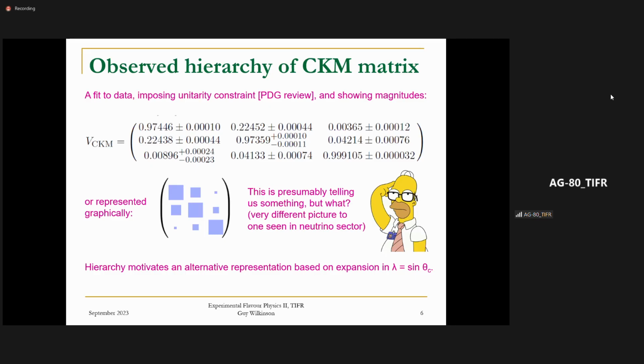What is used more often exploits this very striking feature of the matrix, that it has this very clear hierarchy, with the diagonal elements essentially 1 and the off-diagonal elements dropping away very rapidly. This hierarchy is presumably telling us something. It's very different to the one you get in the neutrino sector, but what it's telling us we don't yet know. But that hierarchy motivates an alternative representation where we can expand in terms of lambda, which is the sine of the Cabibbo angle.